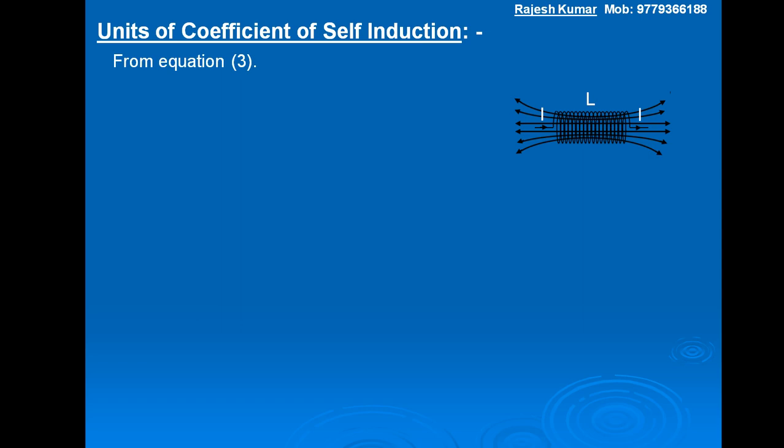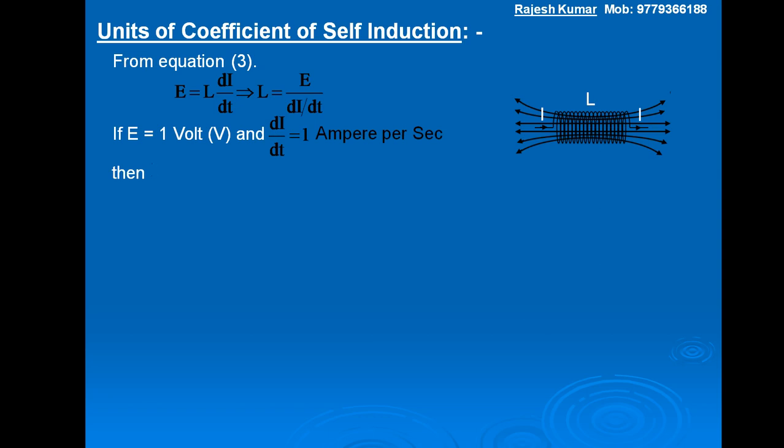Now the second definition. From equation 3, E is numerically equal to L into di by dt, which implies L is equal to E upon di by dt. If E is equal to 1 volt and di by dt is equal to 1 ampere per second, then L is equal to 1 volt upon 1 ampere per second, which is equal to 1 Henry.